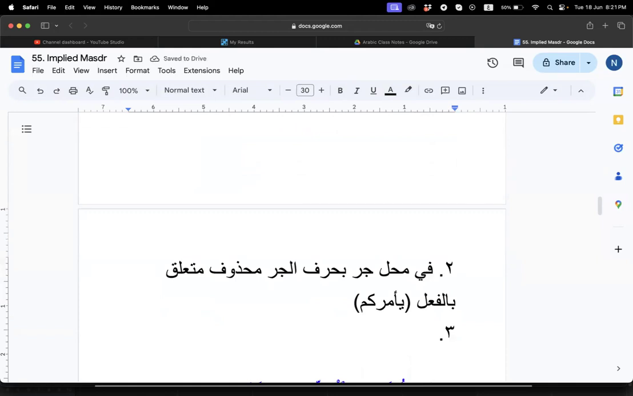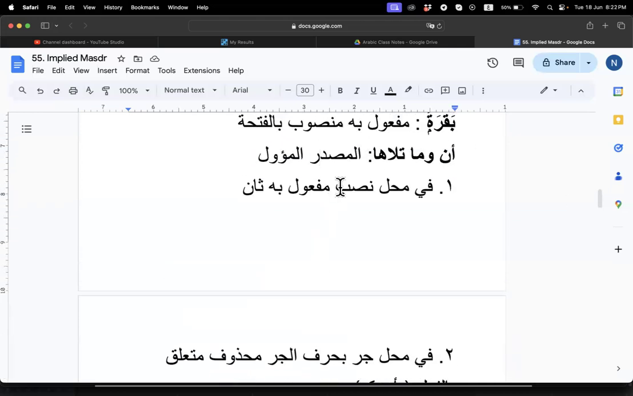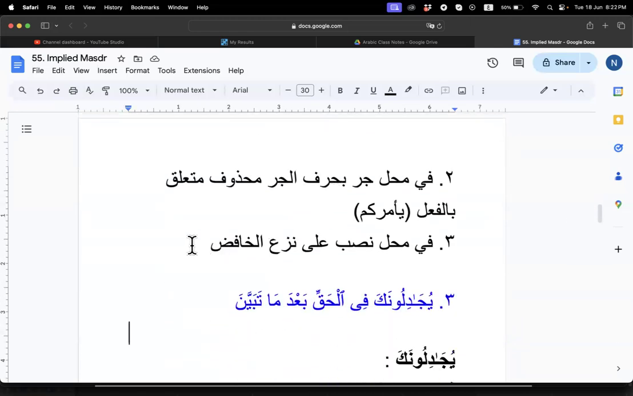something like this: fi mahali nasb, 'ala nazi' al-khafid. Khafid is basically another word for jar, harf jar. So it's actually the same thing, but it is combining between this and this, because there is a rule in Arabic language that if you delete the harf jar, then whatever word is after it, that would have been majrur, will become mansub.